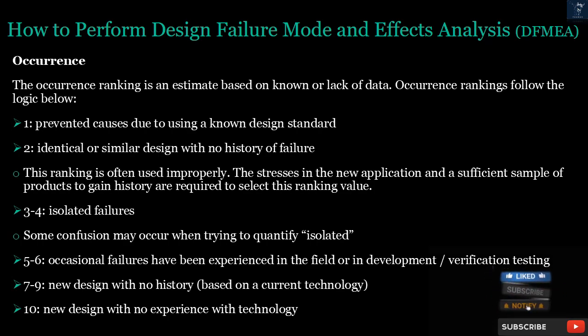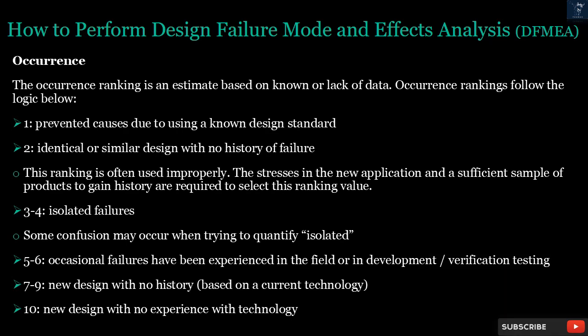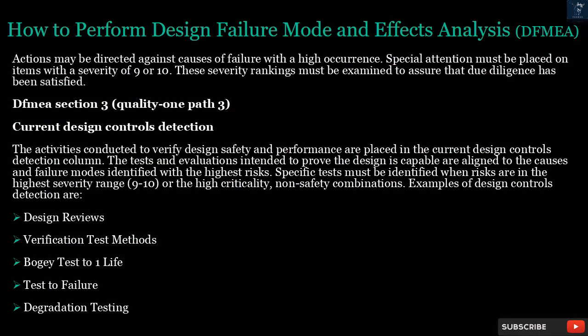Isolated failures. Some confusion may occur when trying to quantify isolated. 5 to 6. Occasional failures have been experienced in the field or in development or verification testing. 7 to 9. New design with no history, based on a current technology. 10. New design with no experience with technology. Actions may be directed against causes of failure with a high occurrence. Special attention must be placed on items with a severity of 9 or 10. These severity rankings must be examined to assure that due diligence has been satisfied.